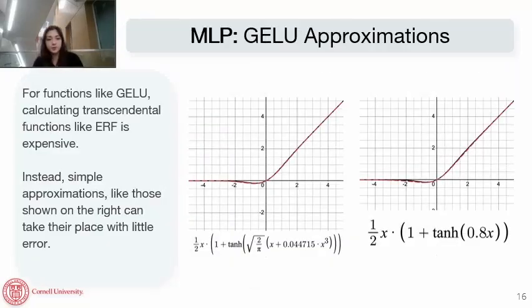As mentioned previously, computing the exact GLU function requires evaluating transcendental functions such as the error function, or ERF, which is computationally expensive. To reduce overhead, simpler analytical approximations can be substituted for the true GLU function, while maintaining very similar behavior as seen in these examples. The one on the left is more expensive to compute, but is more accurate compared to the one on the right, which is faster to compute, but less accurate. Since these approximations closely match the original curve, we can perform faster computation with only a small loss in accuracy.